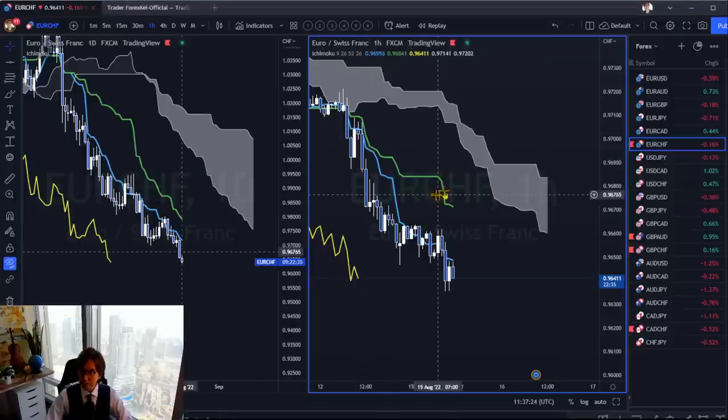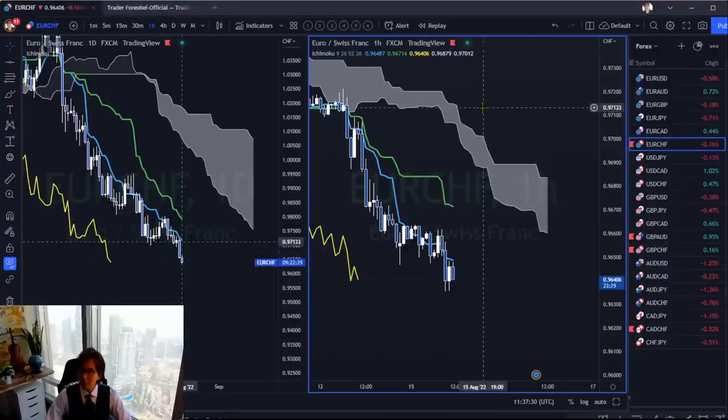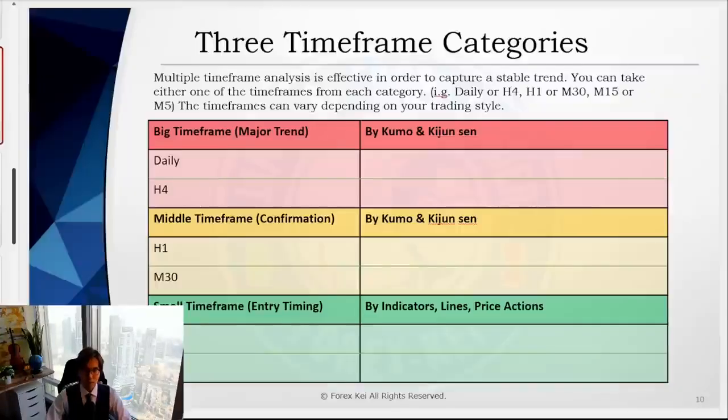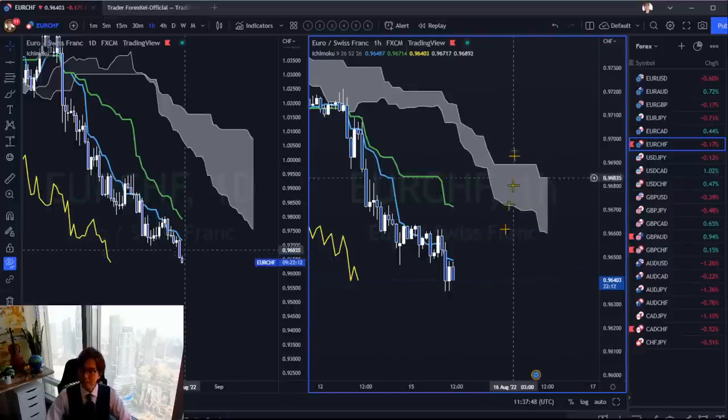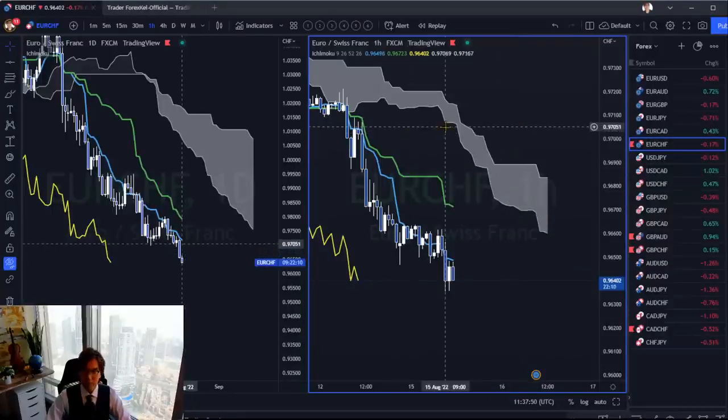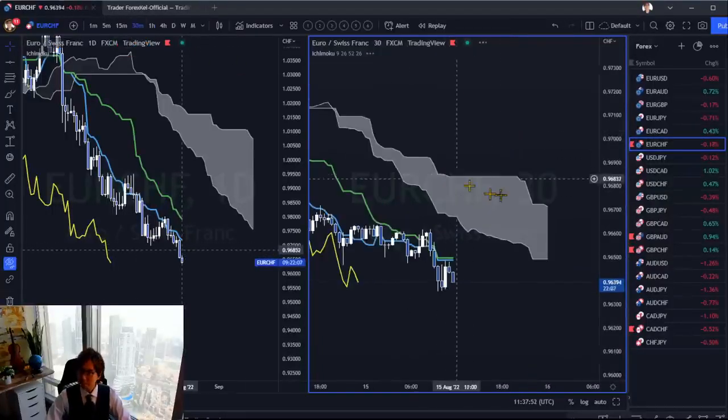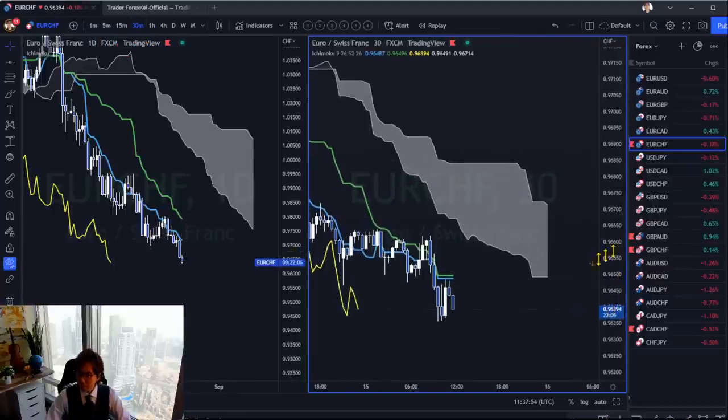Okay, but today I just wanted you to make sure that this confirmation part is right. So, all right, 1 hour is trending down nicely. And also you can check the M30 and see which one has a thicker and longer Kumo. If M30 has thicker Kumo than 1 hour, then you better take M30 for the confirmation part. So let me switch to M30 on the right. Here we go. So here is M30.